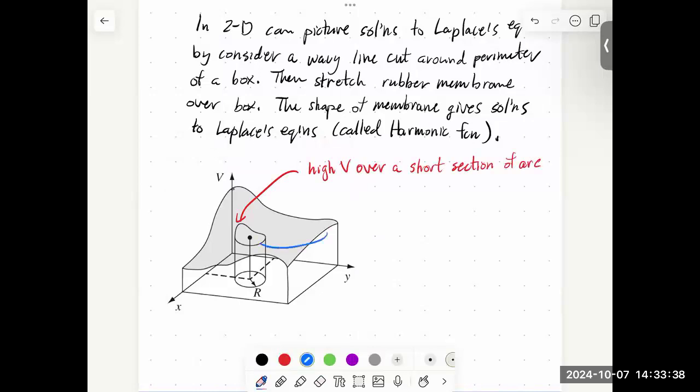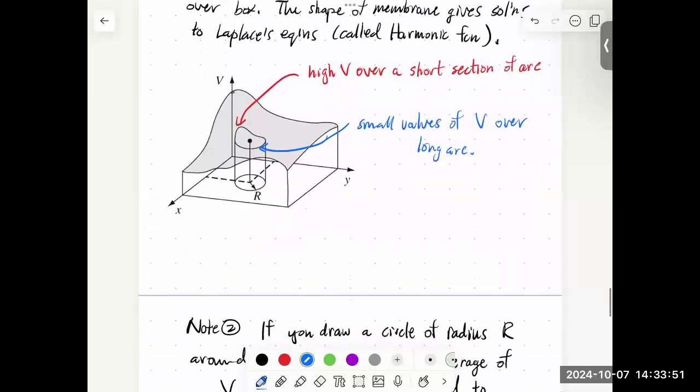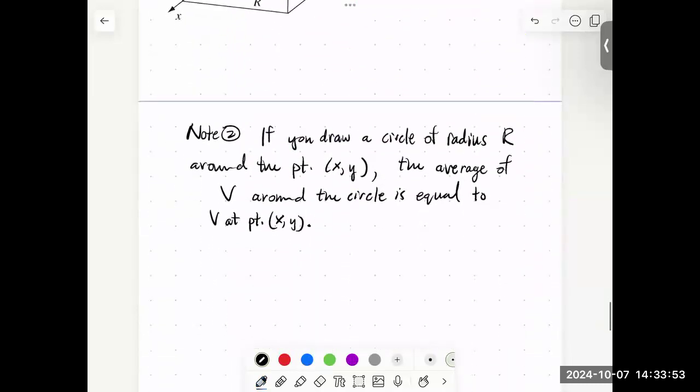Whereas here we have small values of V over a long arc. Okay, so if we were to write down this average, well, how do you average functions? You take 1 over the length, and if I'm going to go around this circle of radius r, the circumference is 2 pi r, and we'll integrate around that path, and we'll take all of the V values around that circle and add them up.